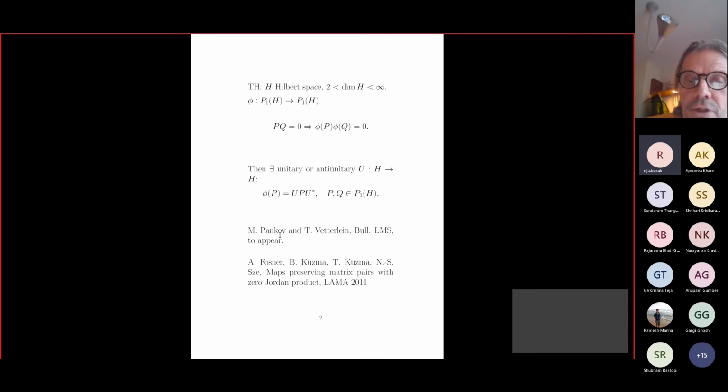I read this result in the paper of Pankow and Fitterlein. It will appear in the Bulletin of the London Math Society. So what is the result? We have a finite dimensional Hilbert space.